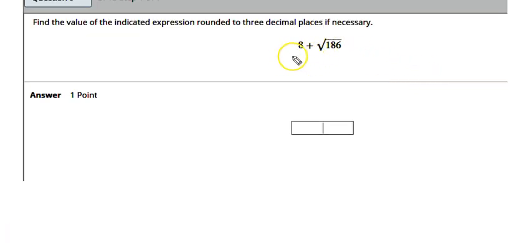Now, for this one, again, you would put 8 into your calculator, and then plus the square root of 186. So I'm going to do that right now. 8 plus the square root, second function, of 186. Now, in some calculators, they need a parenthesis when you do that.